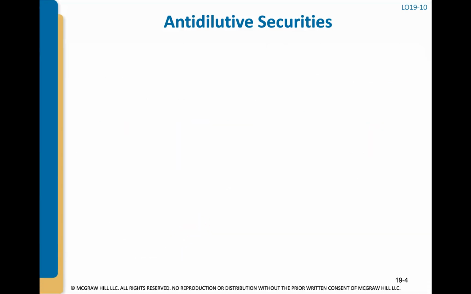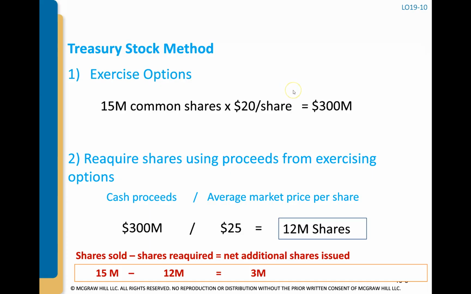Let's see what happens with stock options. What happens to our EPS? For diluted EPS purposes, we have to assume that they're all exercised. You might be familiar with this slide from the stock option video for diluted EPS. We have exercised 15 million common shares at $20 per share. This is our exercise price. We get $300 million. Then the company, this is what is assumed, takes the $300 million and buys back shares with that cash using the average market price, which would give them 12 million shares.